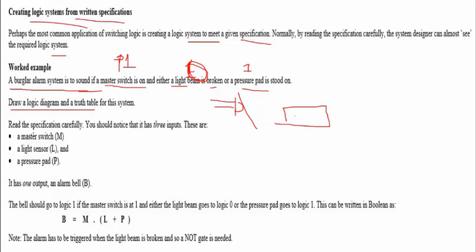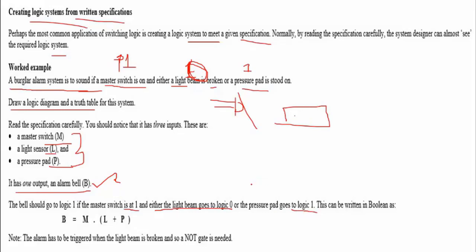So from the specification you know that we have three inputs. Tuna master switch, tuna light sensor, tuna pressure pad, okay? It has one output ambayo ni alarm bell inabidi ilie, sawa. The bell should go to logic 1. It means it should be on if the master switch is one and either the light beam goes off or the pressure pad goes to logic one.